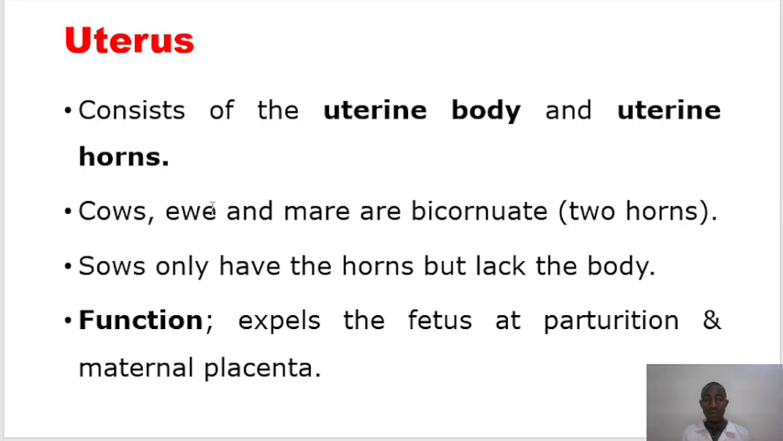We have in cows, it is prominent, it has those 2 horns, but in sows, it has the horns but lacks the body. Then in humans, we have the body but we lack the horns. I'm talking about the side of the female, but the males don't have this system.